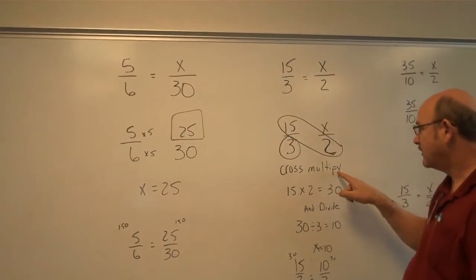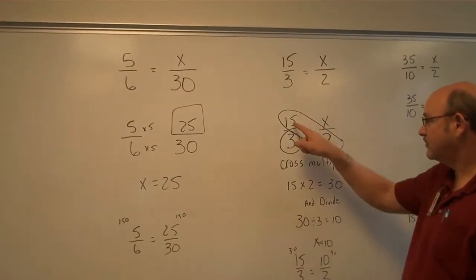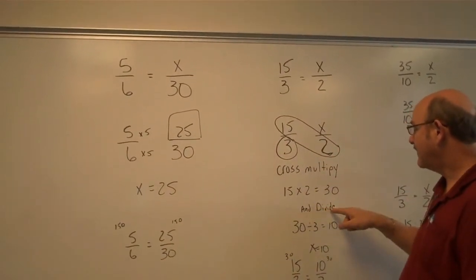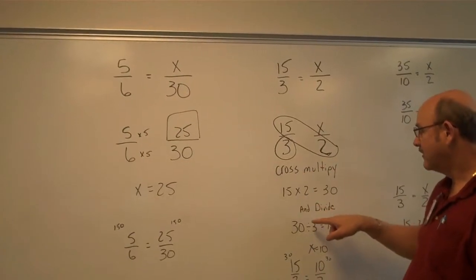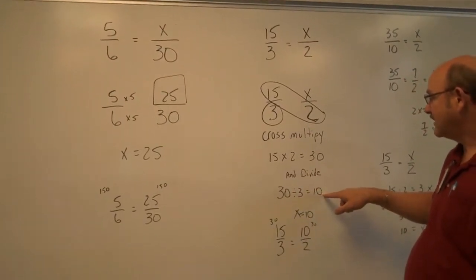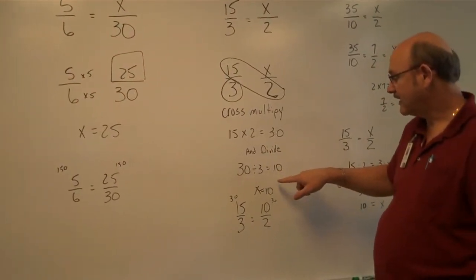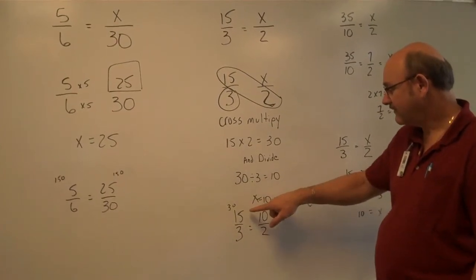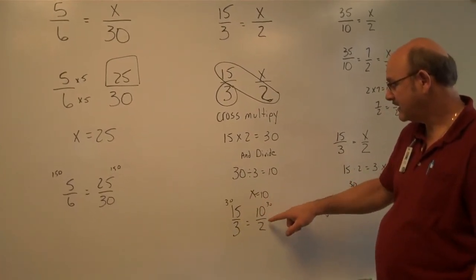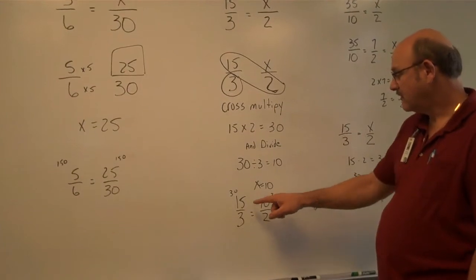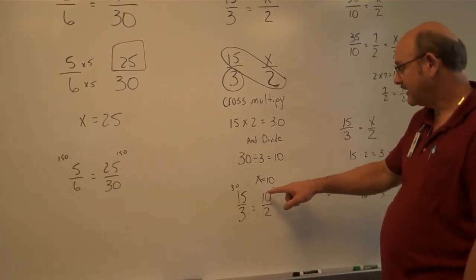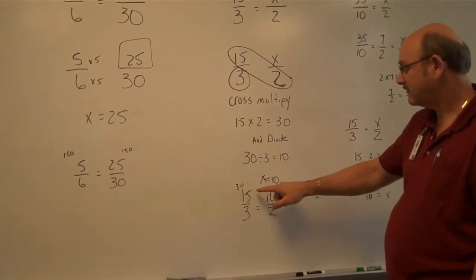So we're going to cross multiply. 15 times 2 is 30 and divide by the remaining number. 30 divided by 3 is 10. Therefore, we found out the answer is 10. 15 over 3 is the same as 10 over 2. It would be hard to say 15 divided by 10 or 15 divided by 1 1/2.